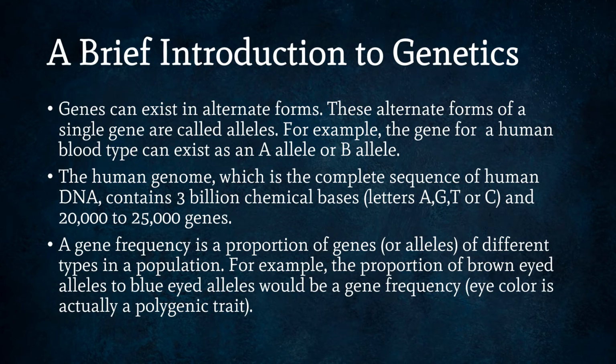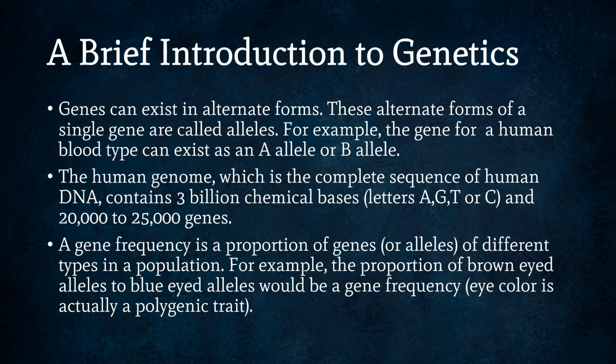Okay. There can be different forms of a gene. These different forms of a single gene are called alleles. For example, the gene for a human blood type can exist as an A allele or a B allele. So the different alleles are doing the same type of job in a different way, a different variety, okay? Remember that variety is required for natural selection to occur.